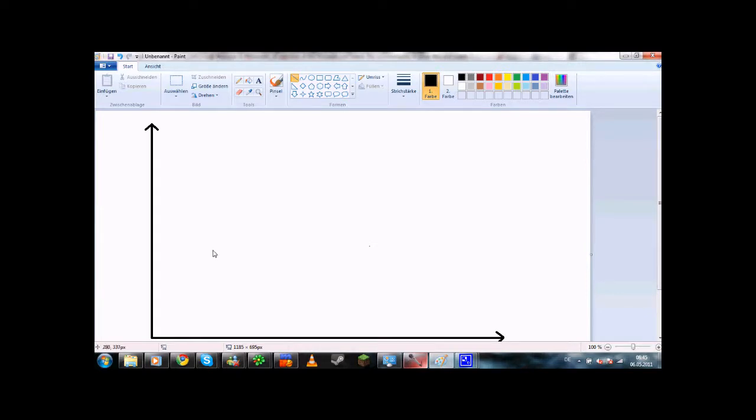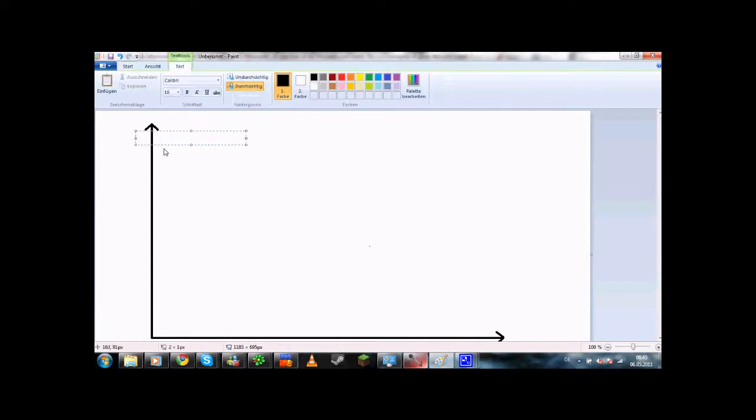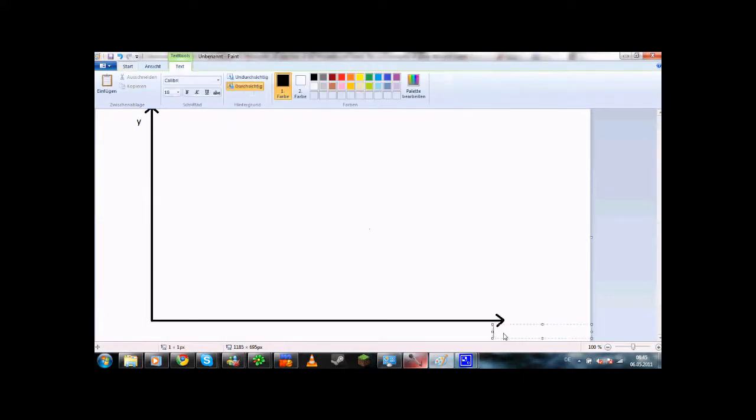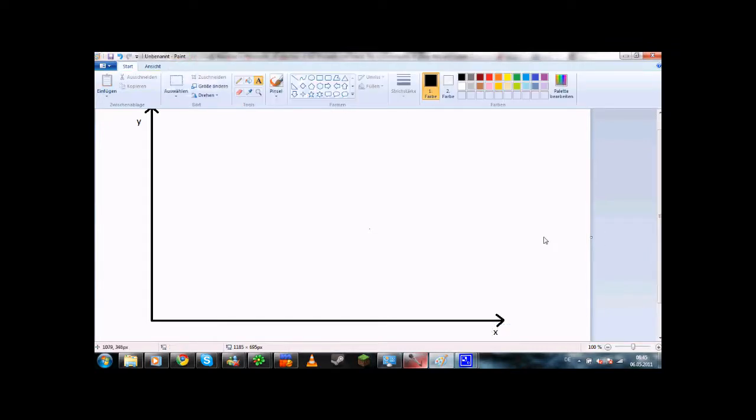So first we have a very simple coordinate system here. That's my y-axis, that's my x-axis, and we can draw a point here. So let's see, that's a point.